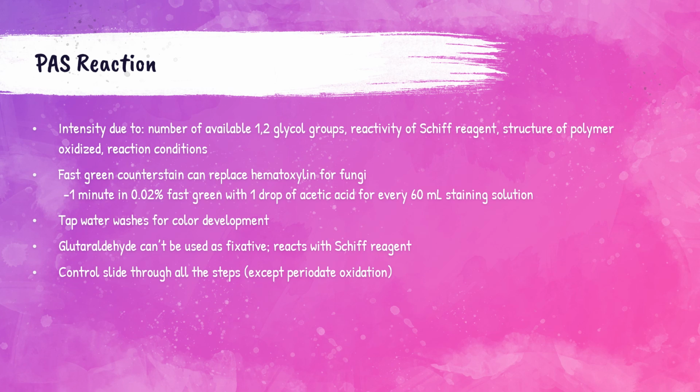Using tap water is very important for the rinses for this procedure, as this helps for the development of the color of the stain. And again, 10% neutral buffered formalin or Boone solution are the appropriate fixatives for tissues going to be stained using the PAS reaction. Tissues cannot be fixed with glutaraldehyde because it reacts with the Schiff reagent, so just use 10% buffered formalin or Boone solution. A quality control slide must be taken through all of the steps minus the periodate oxidation step, and again, kidney tissue needs to be used for this QC material.